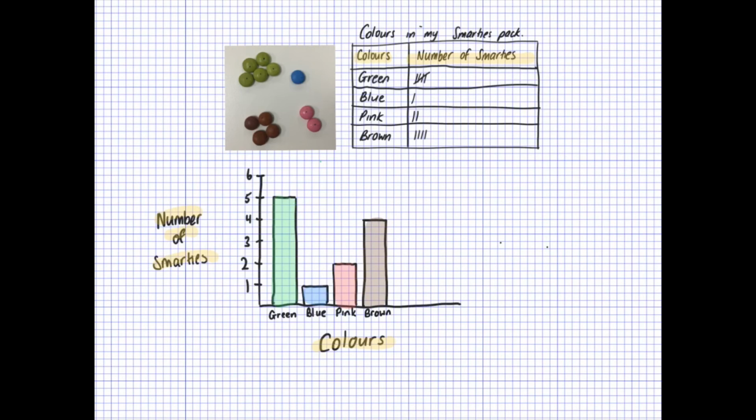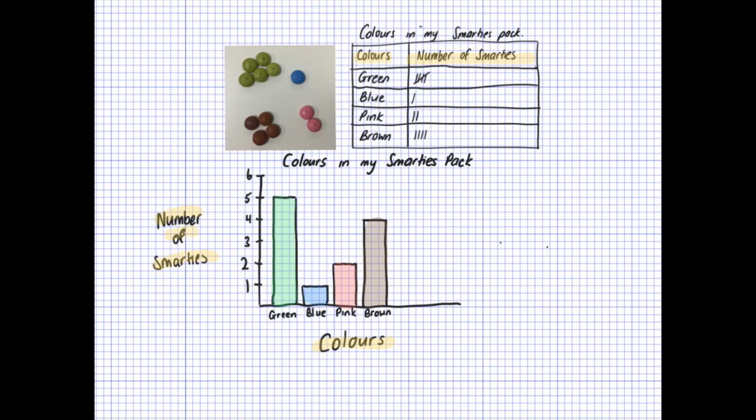So now I've got my column graph, but it is missing something very important. I wonder if you can figure out what that is. Yep, it's that title. So we need to make sure that we put a title. So I'm just going to use the same one I used on my table. Colours in my Smarties pack. Okay, so that is our column graph.